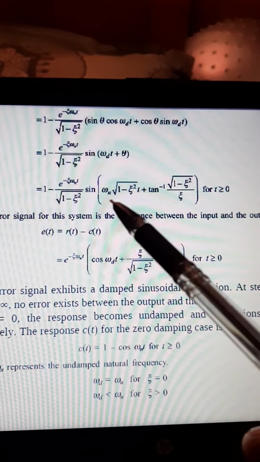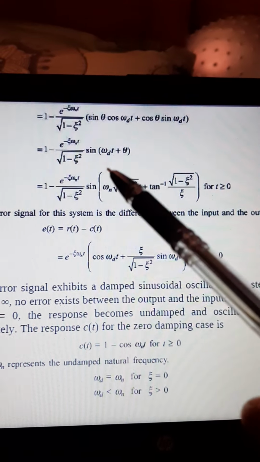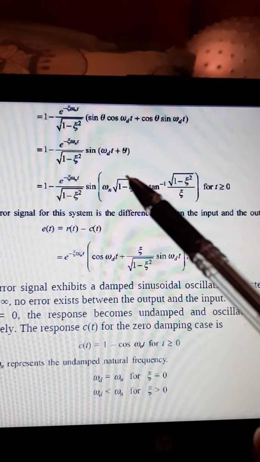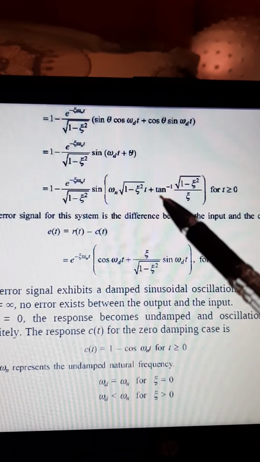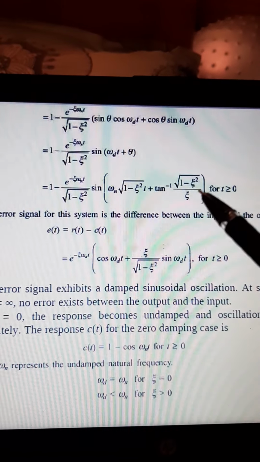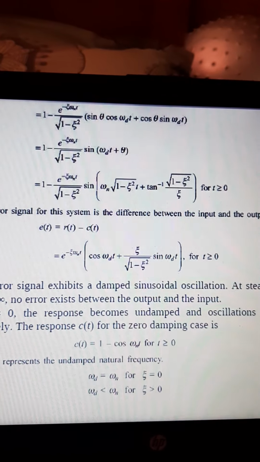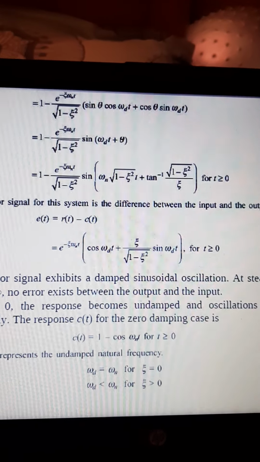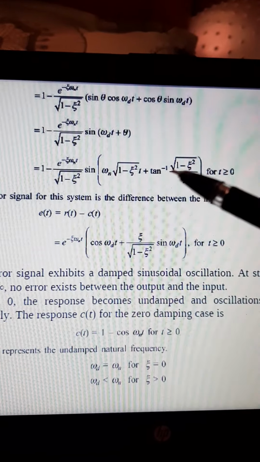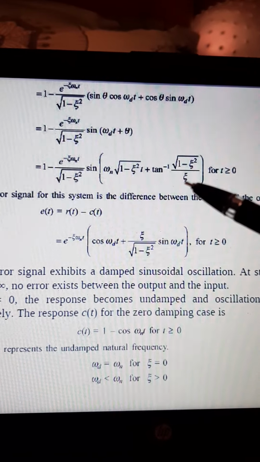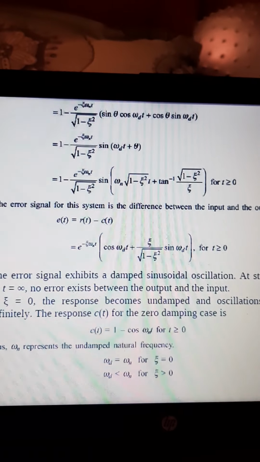omega d, which can be written as omega n square root of 1 minus xi square into t plus theta, where theta is tan inverse of square root of 1 minus xi square by xi. Just now I showed the trigonometric relationship: theta is tan inverse of square root of 1 minus xi square by xi, for t greater than or equal to 0.